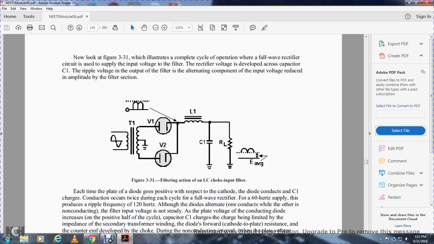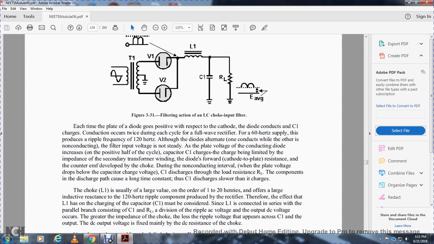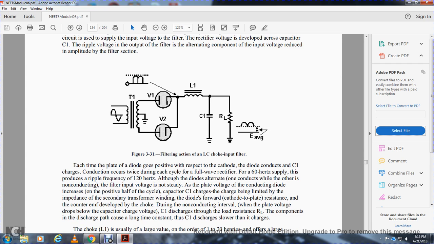It shows the full-wave rectifier with the inductor L1, capacitor C1, resistor R1, the average voltage, and the peaks, having the full AC sine wave being rectified into a DC and then actually filtered in this, and over here the average.